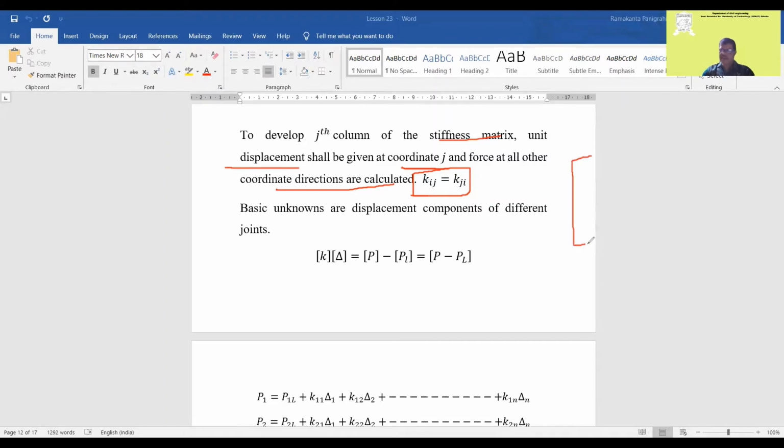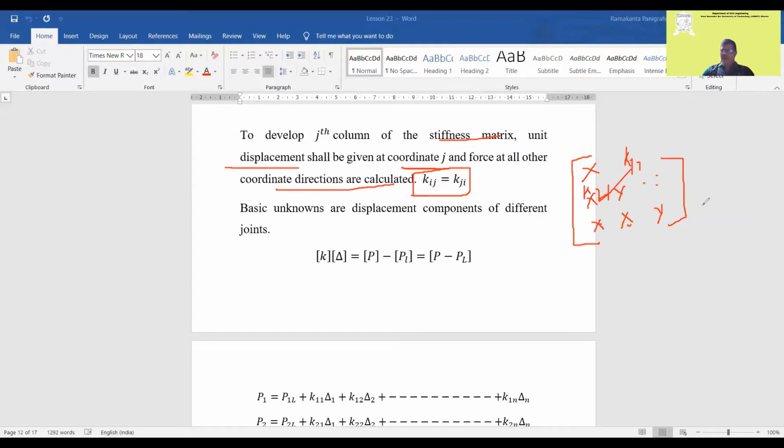That means if I have a 3 by 3 matrix, I can calculate these terms, and the others will follow: this will be equal to this, equal to this. So Kij is equal to Kji; that is a property of the stiffness matrix. So if you know K21, you should not calculate K12. They are the same, and you can put the value here once you calculate it.